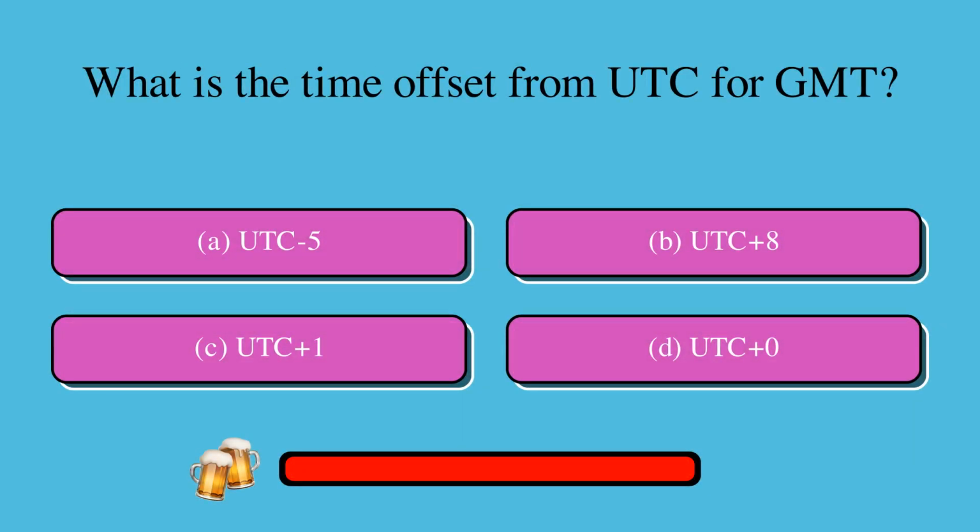What is the time offset from UTC for GMT? Is it A, UT5, B, UT plus 1, or D, UTC? The correct answer is D, UTC 0.